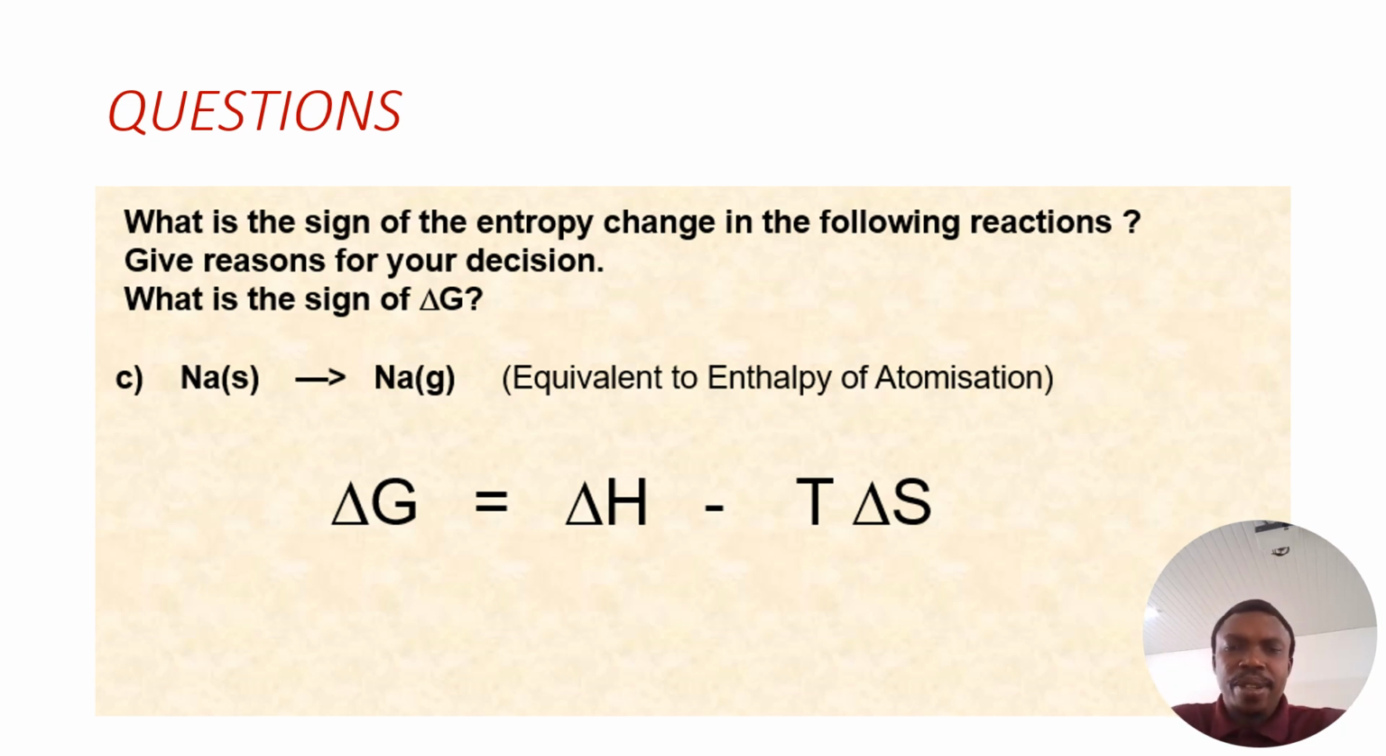So this is the next question for us to handle again. What is the sign of the entropy change in the following reactions? Give reasons for your decision. So this is the enthalpy change of atomization of sodium. As you can see, you have to consider the enthalpy change. You have to consider the entropy change, whether there's a decrease or increase in entropy. And then you tell if the reaction is spontaneous or not with the sign of what? The free energy.